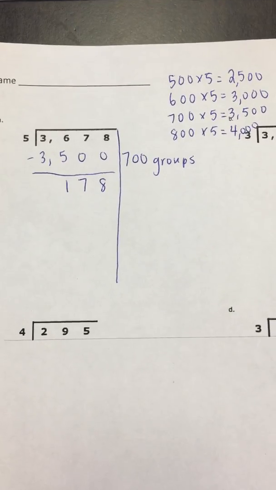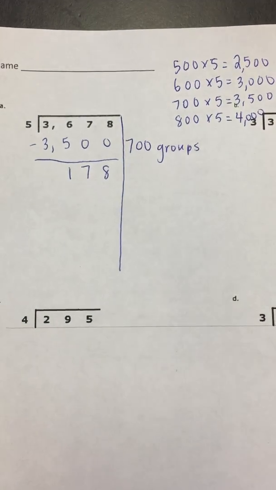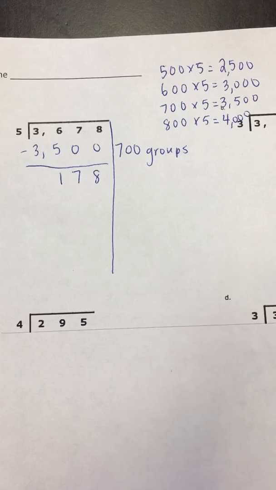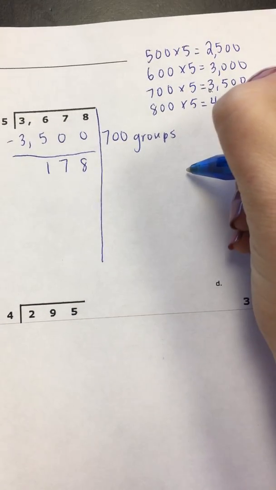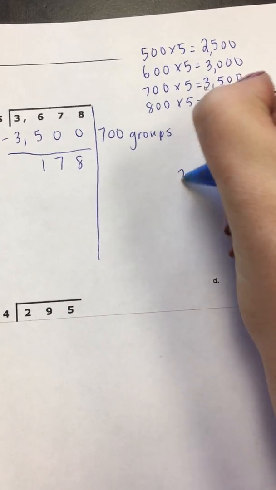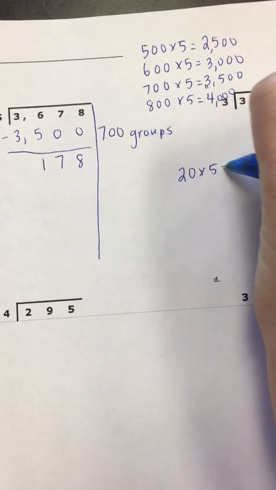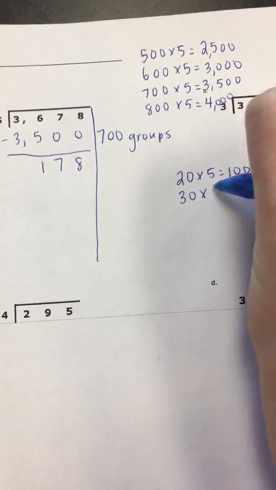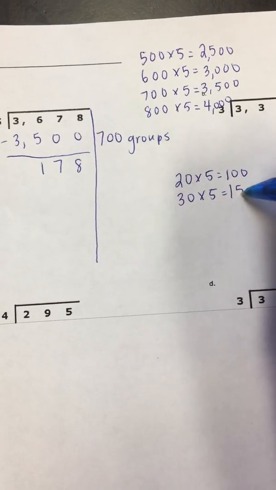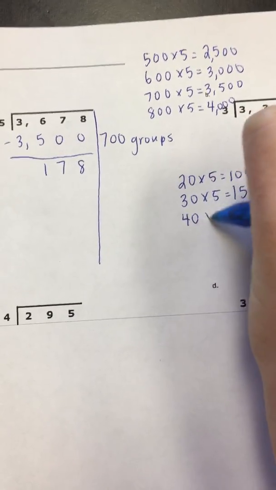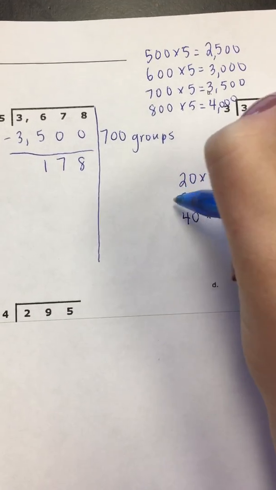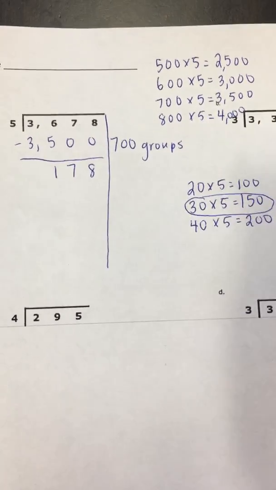And we're again just continuing that process of how many groups of 5 can go into 178, thinking again about larger groups that we can work with. So again, if I start with 20 groups of 5, I see that's only 100. So then I'm going to move up to 30 groups of 5. That's 150. 40 groups of 5 is going to be 200, so that's too much. I'm going to stick with 30 groups of 5.